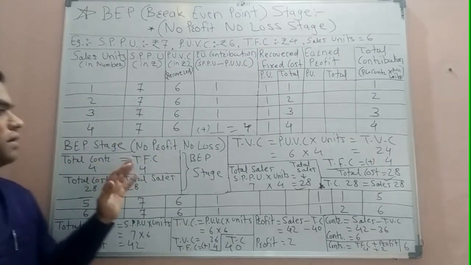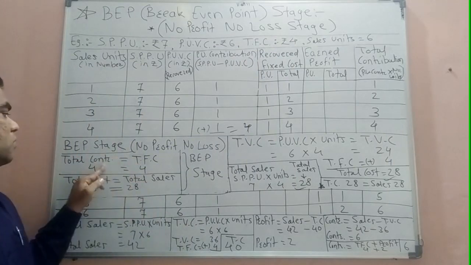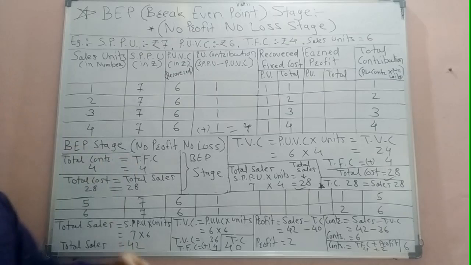So when total cost and total sales become exactly the same, our total contribution becomes exactly equal to total fixed cost.